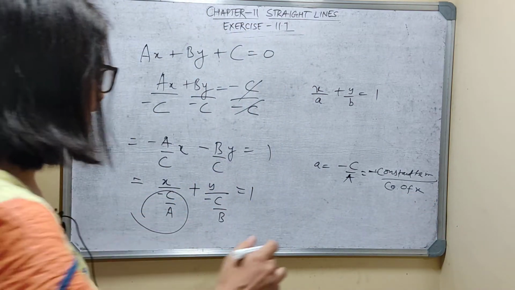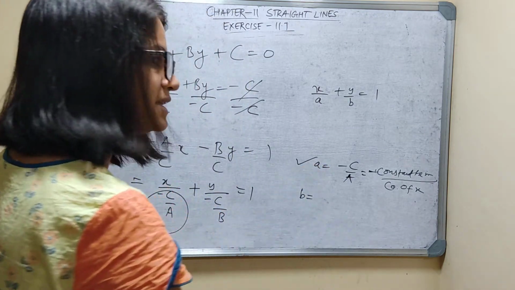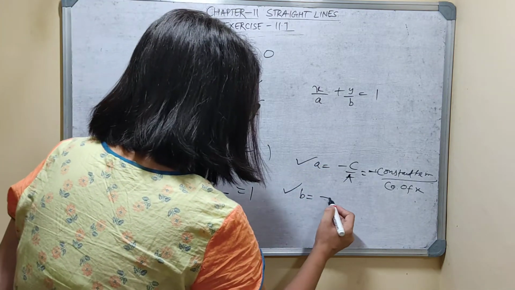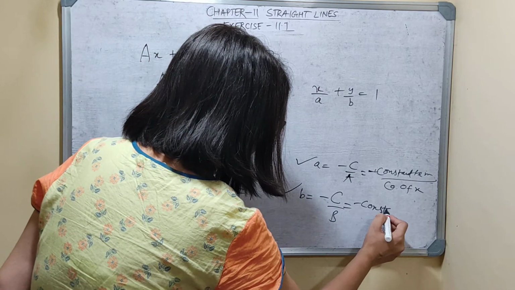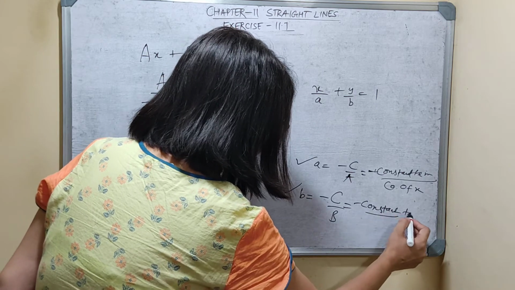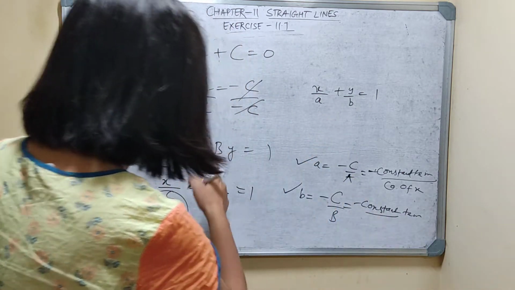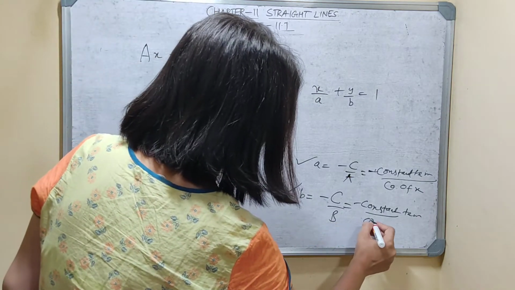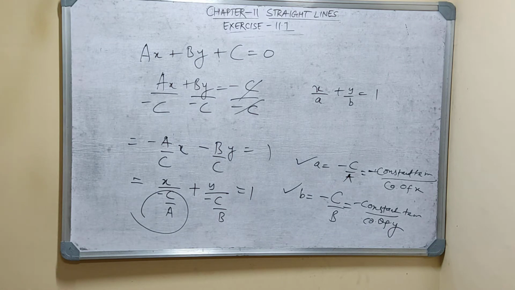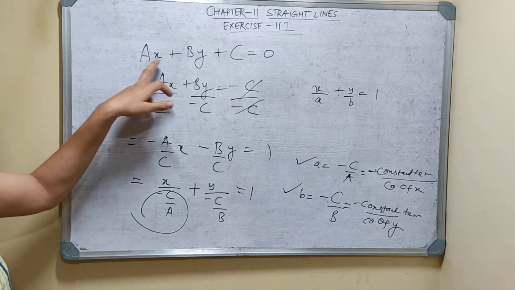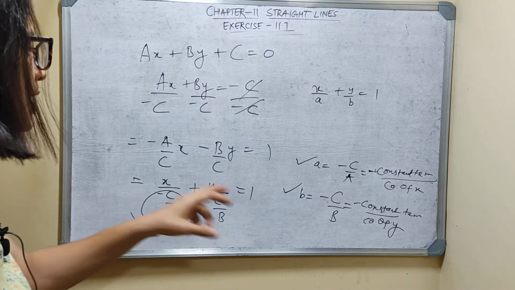And b is equal to minus c upon b, that is the y intercept. This is the x intercept, this is the y intercept. This is minus c upon b, that is minus the constant term upon capital B, that is the coefficient of y. Is it clear? So directly, if it is given ax plus by plus c is equal to 0, this is the general equation.